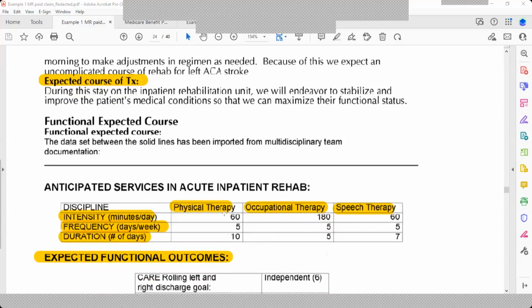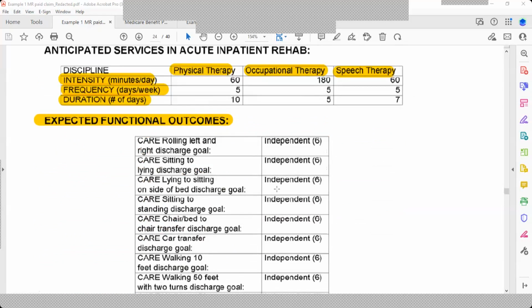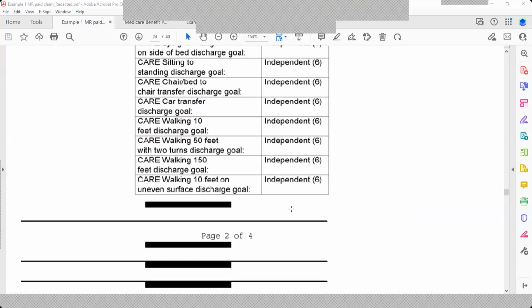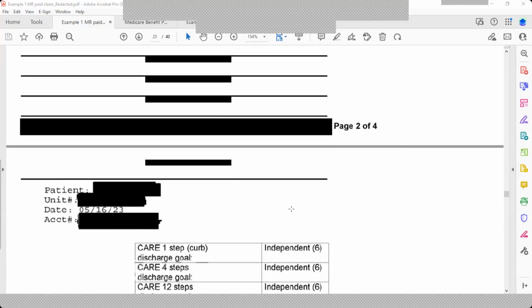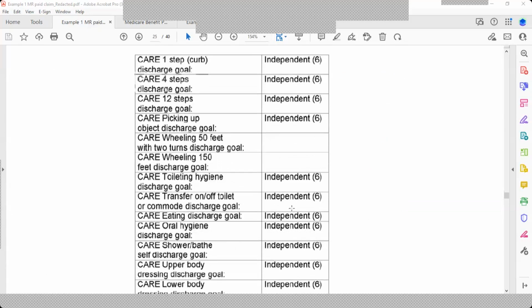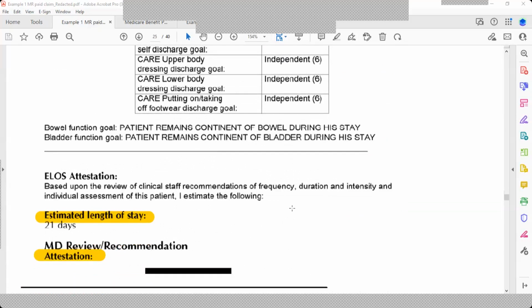So we can see physical therapy had 60 minutes per day for 5 days a week for a duration of 10 days. Occupational therapy had 180 minutes a day for 5 days a week for 5 days. And speech therapy had 60 minutes a day for 5 days a week for a duration of 7 days. Here we have the functional outcomes, and they look like they're all going to be independent. And then our estimated length of stay of 21 days.